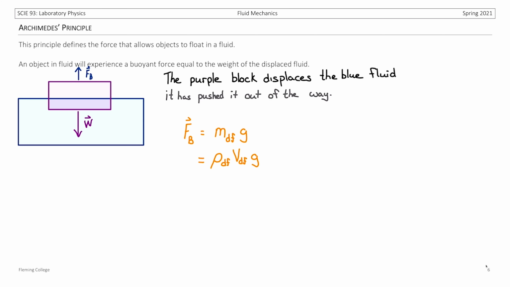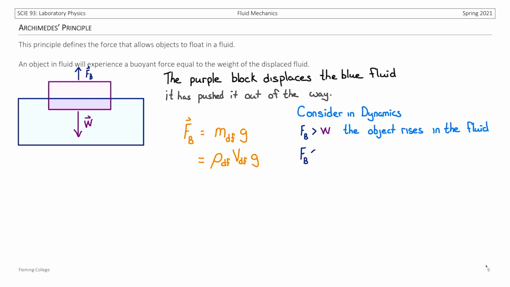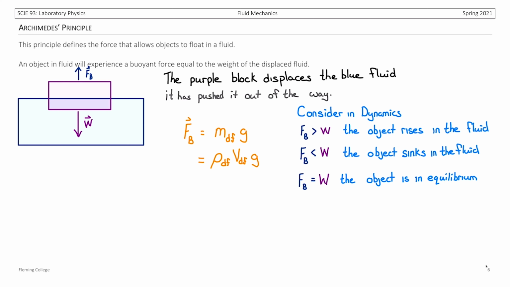Let's look at a comparison of the net forces and consider the dynamics. If we have a buoyant force that is greater than the weight of the object, then the net force would be positive. So the object rises in the fluid. If we have a buoyant force that is less than the weight of the object, then the object will sink in the fluid. What about if we have a buoyant force that's equal to the weight of the object? Then the object is in equilibrium, which we also call neutral buoyancy.